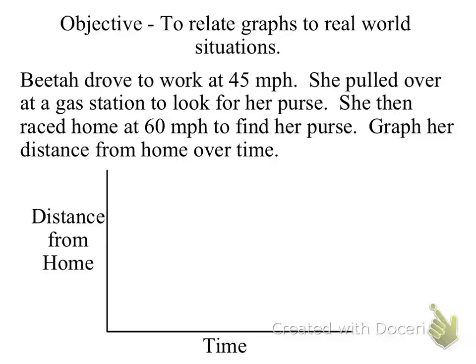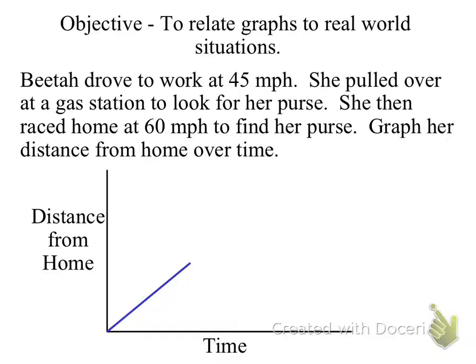So, knowing this, when Beta drives to work at 45 miles per hour, she's pulled over. Let's look at the first thing. Let's do our first line. There she is, driving 45 miles per hour. Now, she's pulled over at a gas station to look for her purse. What's that line going to look like, McKenna? It's going to be just a straight line going horizontally. Horizontal. The time is increasing, but the distance isn't.